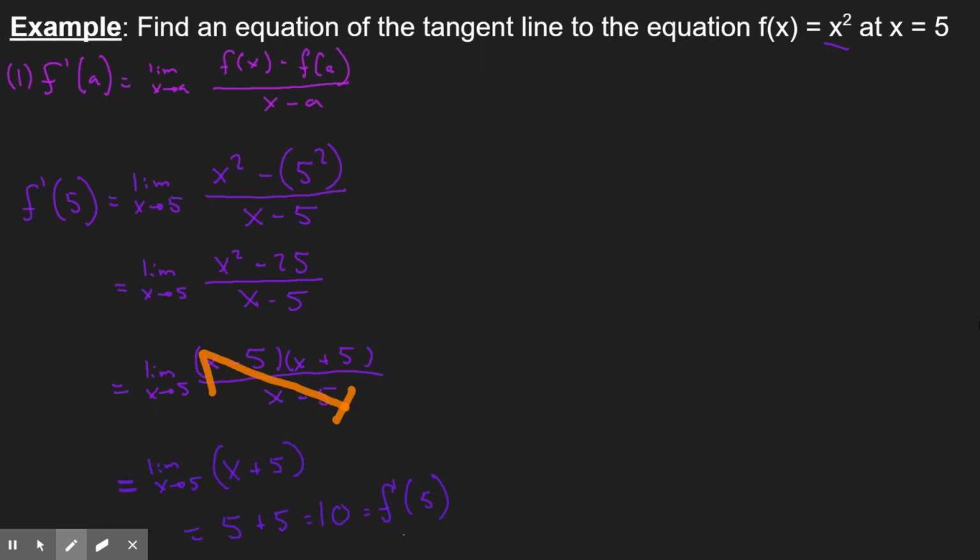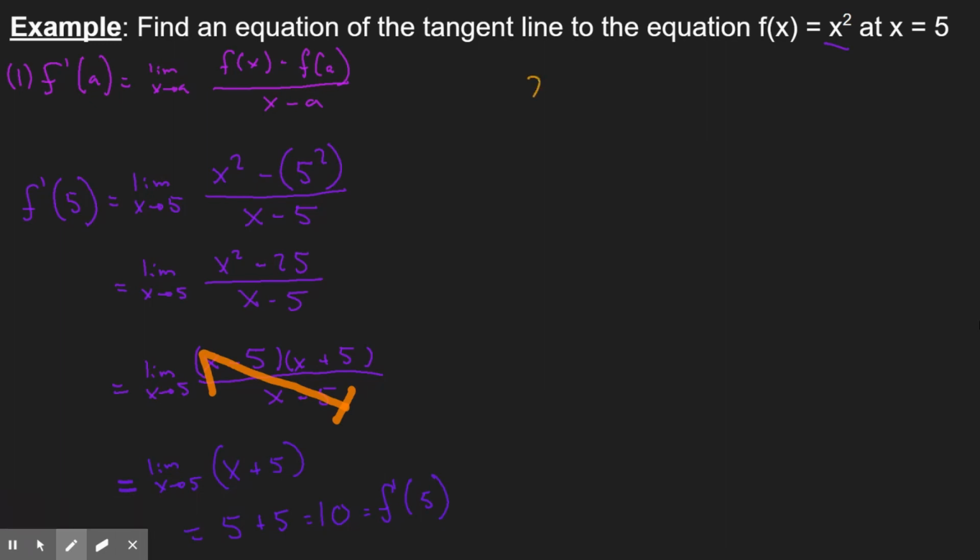Now what f prime really is, it's telling us the slope for our tangent line. So our slope for the tangent line is just going to be 10. In other words, if you were to plot it, it would go up 10 over 1. Nothing too bad.